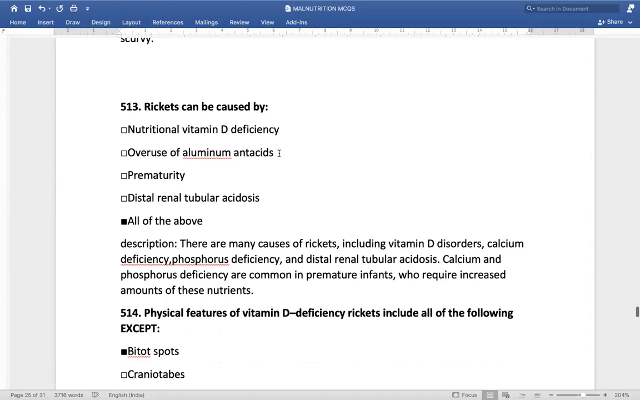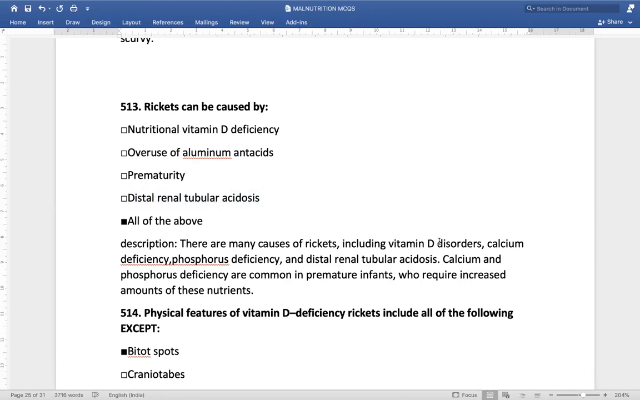So apart from this, the other causes you also have to know are overuse of aluminum antacids, which will prevent vitamin D absorption. And also aluminum toxicity can cause vitamin D deficiency. And prematurity is also a risk factor for rickets. And distal tubular acidosis can cause renal rickets. And so the answer is all of the above.